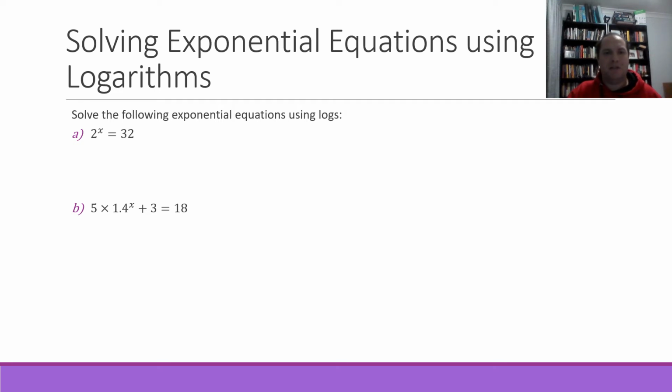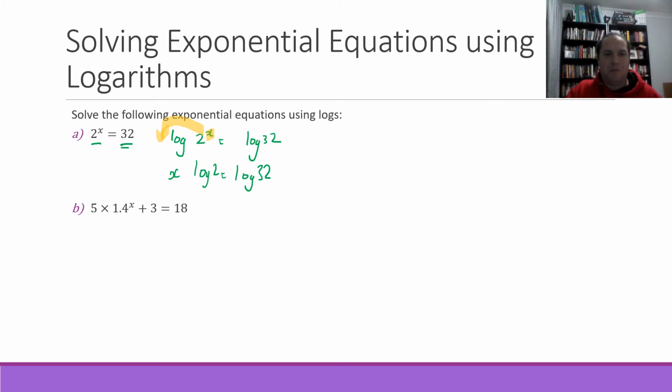Solve the following exponential equations using logs. 2 to the x equals 32. So for this first one, that first step's already done. We've already got our base to some unknown power equals our value 32. So we can just apply logs to both sides. So log 2 to the x equals log 32. And then from there, we can use our third index law that says that power up there can then go to the front, so that our equation is now x log 2 equals log 32.